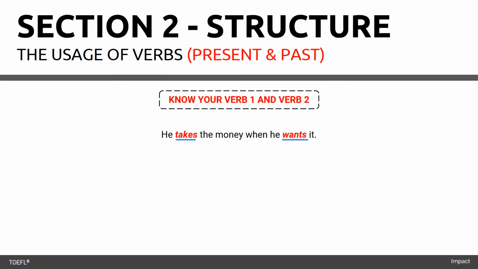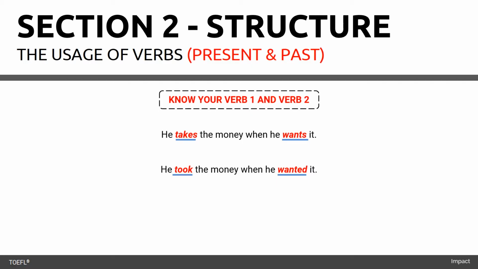Let's look at the second sentence. He took the money when he wanted it. Took, what verb is that? 2. It's an irregular one from the verb 1, take. He took the money when he wanted it. Wanted is verb 2 also. As you can see, it is consistent. He took the money when he wanted it. Consistently in the past form.